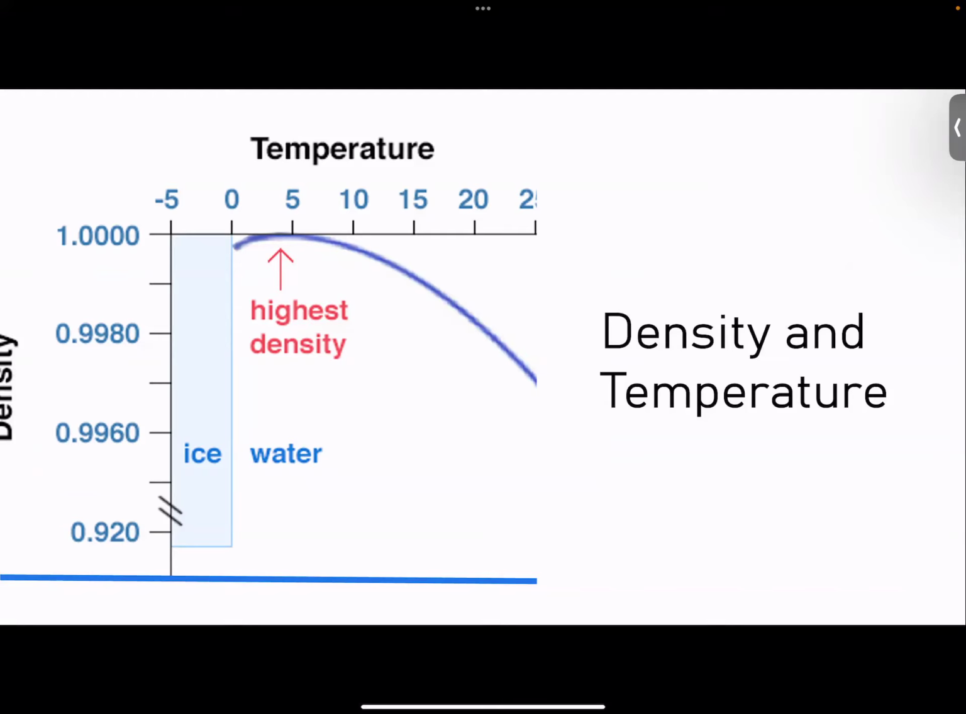So water is an oddball. It has its highest density right around 4 degrees Celsius at 1. But ignoring the left-hand side, what you will notice is that in general, as the temperature increases, the density decreases.